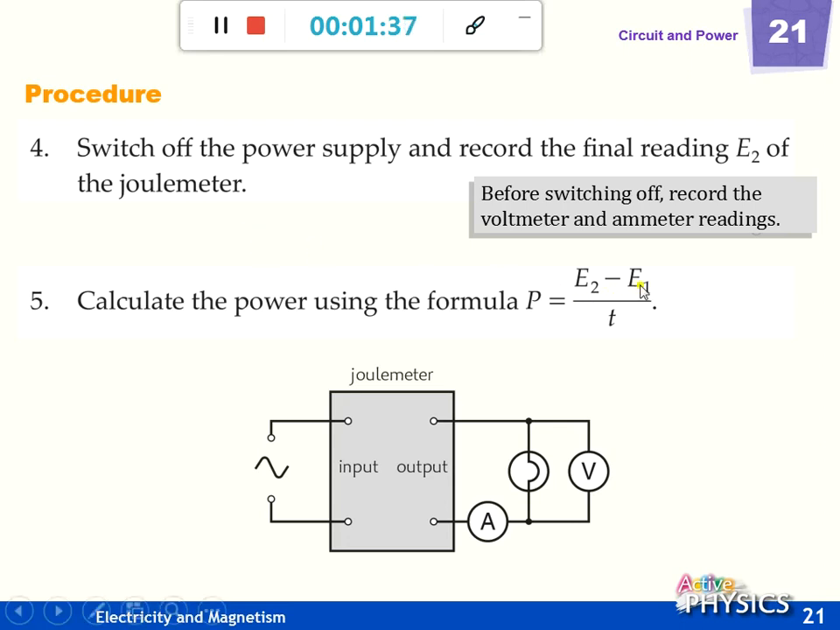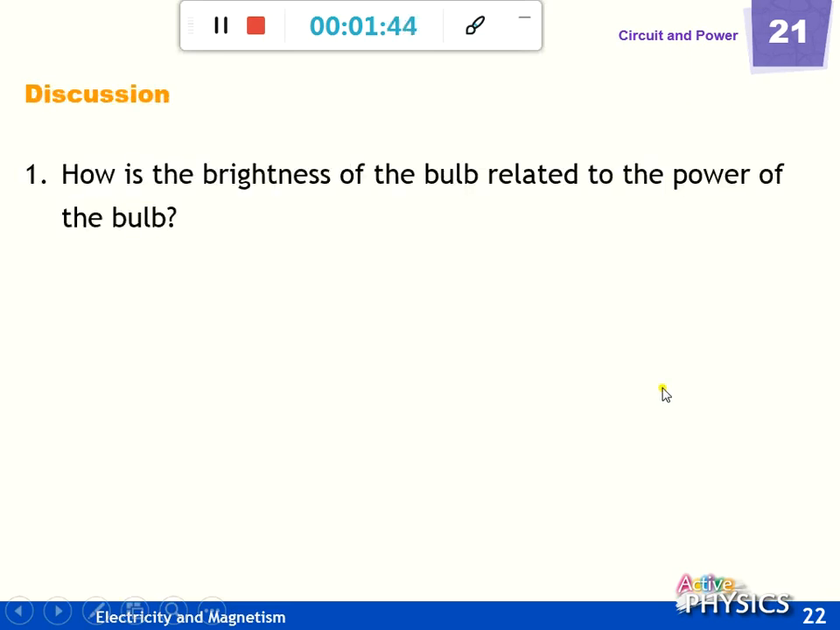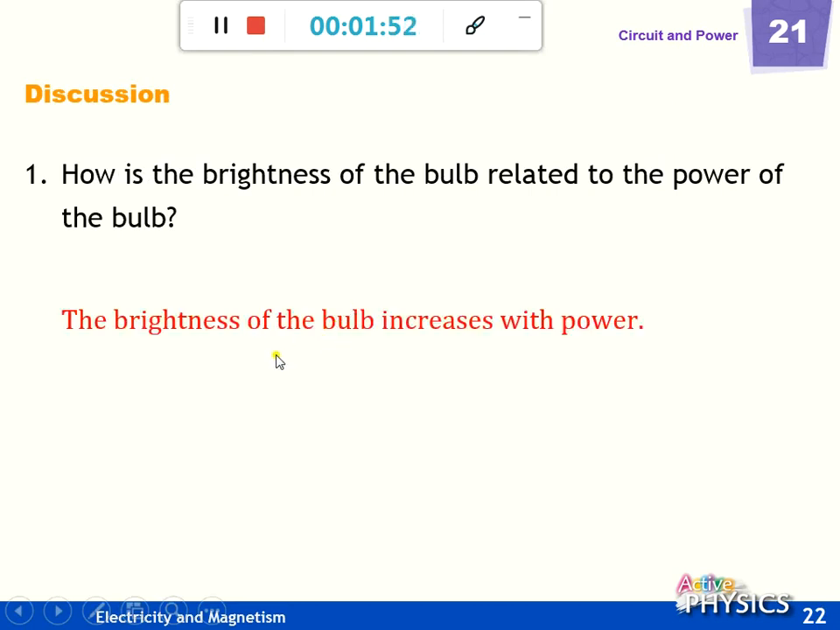This one is the initial energy, this one is the final energy, over a specific time. After this calculation, you can find out the power. How is the brightness of the bulb related to the power of the light bulb? Once again, what's the definition of power? It should be energy over time. If you can see that the light bulb is brighter than before, it means that more energy is consumed. Then it means that the power should be greater than before. It means it increased.